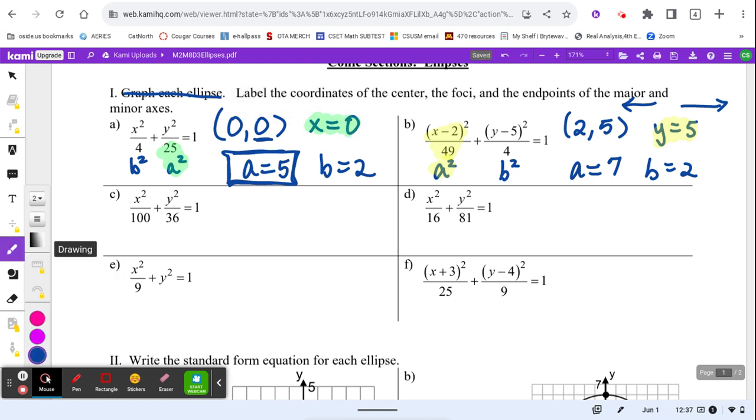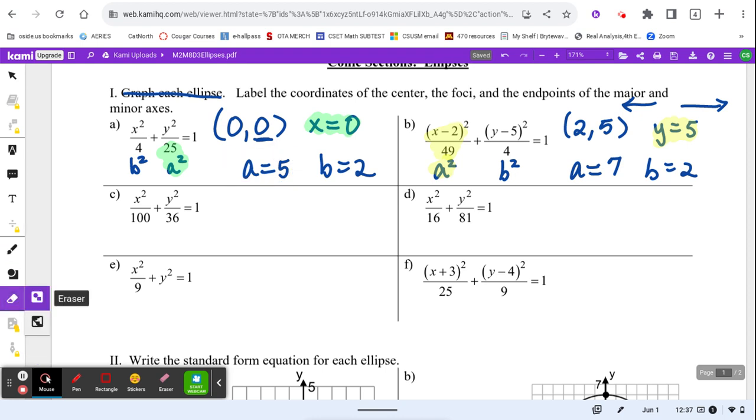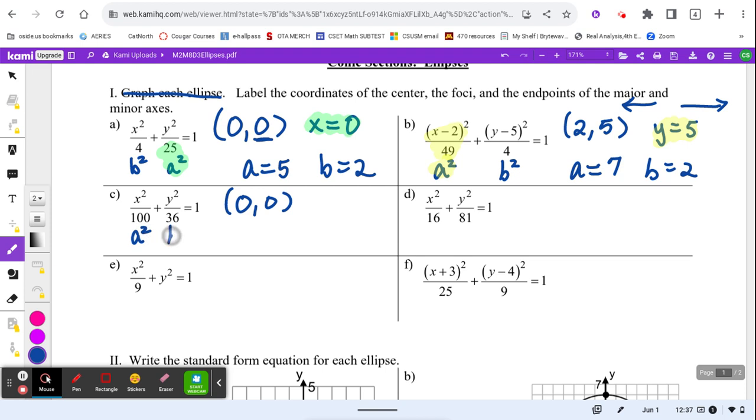Again, we're not graphing these yet. We're just pulling out the pertinent information, and we will do enough practice of graphing later. Okay, x squared and y squared. Again, we've got just centered at the origin, and this time the a squared is under the x. And so we're going to say that a is just 10, b is just 6. And just like the other one, we then have our major axis going straight through the x coordinate this time, which happens to also be 0.